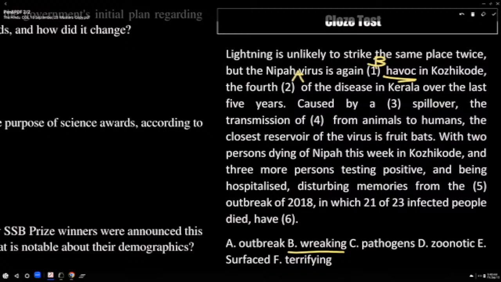Outbreak of the disease in Kerala over the last 5 years, caused by a zoonotic, means from animals to humans. Spillover, spreading, the transmission of, here D, and pathogens, C. From animals to humans, the closest reservoir of the virus is fruit bats. With 2 persons dying of Nipah this week and whatever, and being hospitalized, disturbing memories from the past are terrifying. Remember the other day we got terrible, terrific. Now one more word. What is it? Terrify. Terrify means frighten. Terrifying. What is the last one? Have surfaced. Have you got all correct?